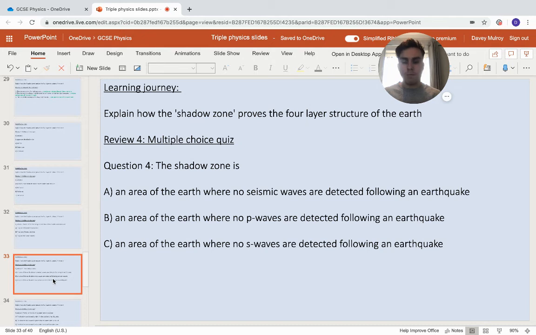Question number 4. Just remember at all times you can be pausing these. The shadow zone is A, an area of the Earth where no seismic waves are detected following an earthquake. B, an area of the Earth where no P waves are detected following an earthquake. Or C, an area of the Earth where no S waves are detected following an earthquake.